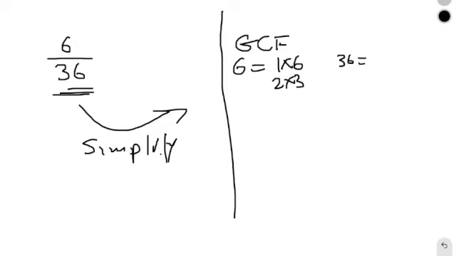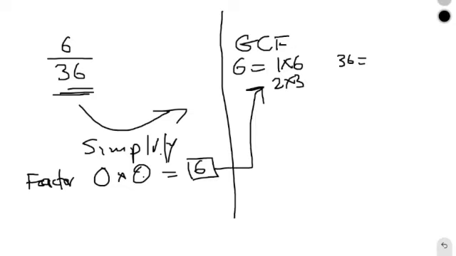And then let's look at the factors for 36. And just to recap, factors are two numbers that multiply to give you the product. So two numbers, when multiplied together, will give you a desired number. In this instance, it would be 6. So what two numbers when multiplied together will give you 6? We found that those two numbers are 1 and 6. 1 times 6 is equal to 6, and then 2 times 3 is equal to 6.